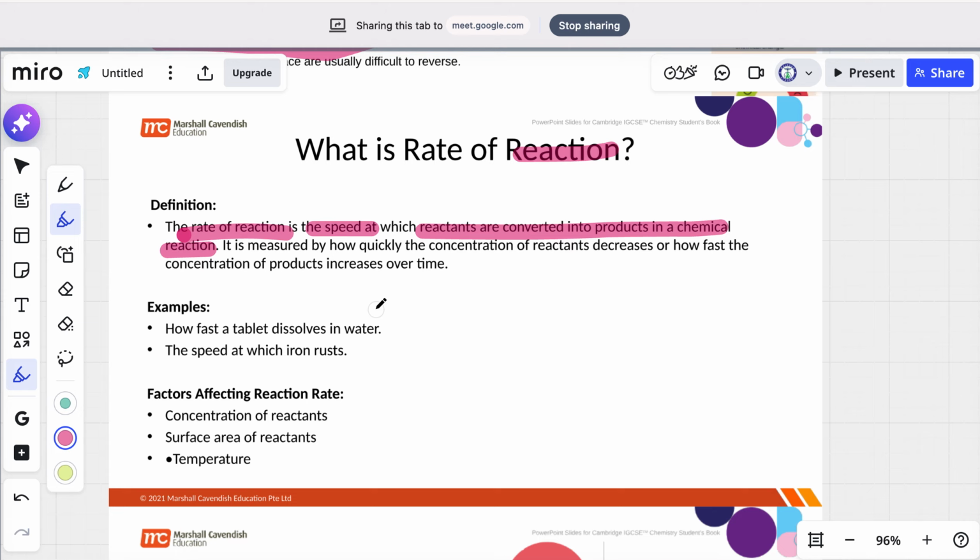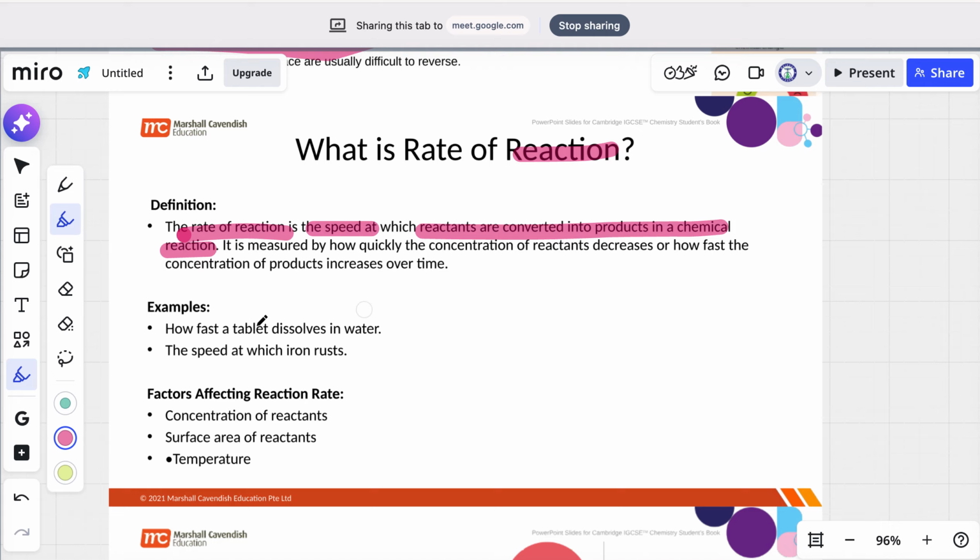decreases, or how fast the concentration of the product increases over time. So if you want to know, you take a look at how quickly the concentration of the reactant decreases. When the reaction is taking place, the reactant will decrease to form a product, right? They are forming a new product. So we measure how fast the reactant decreases, and how fast the concentration of the product increases over time.